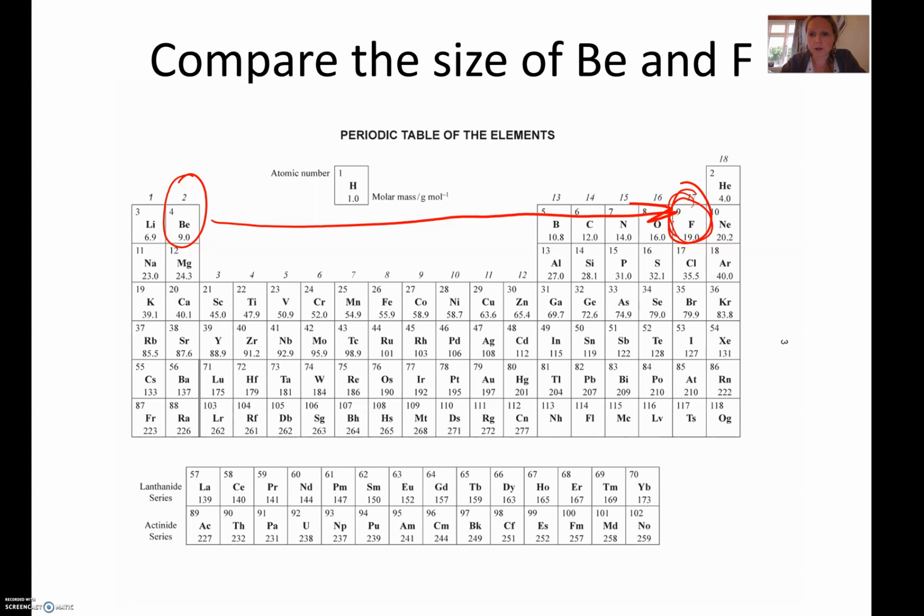Okay, so I've spoken about nuclear charge. I've spoken about the number of energy levels. I've said they're in the same energy level. I've talked about shielding, and I don't really need to talk about the distance factor here because I do that by saying that the size is smaller.